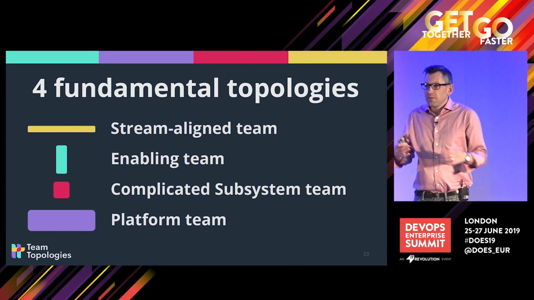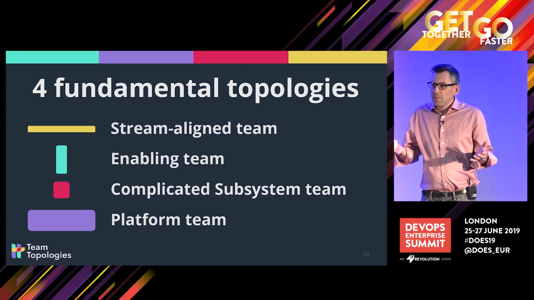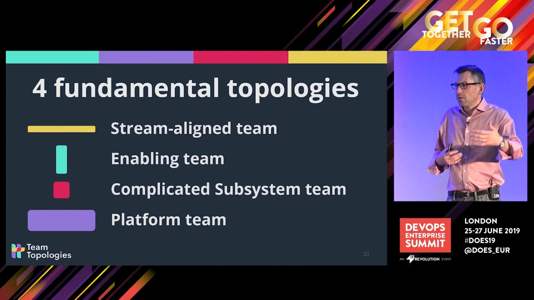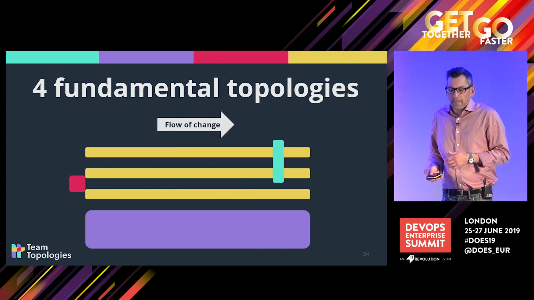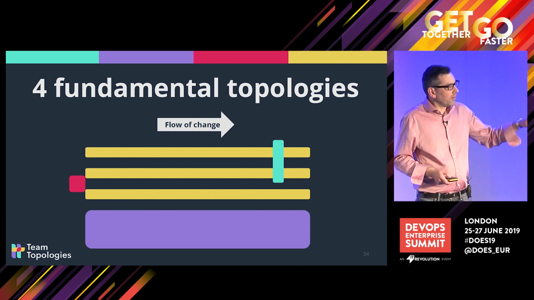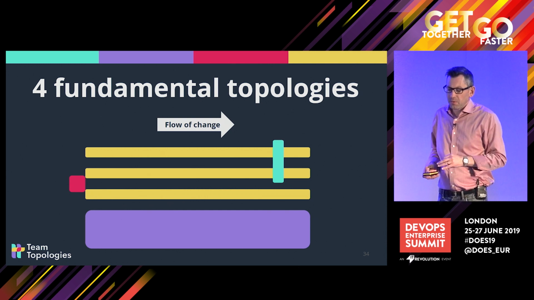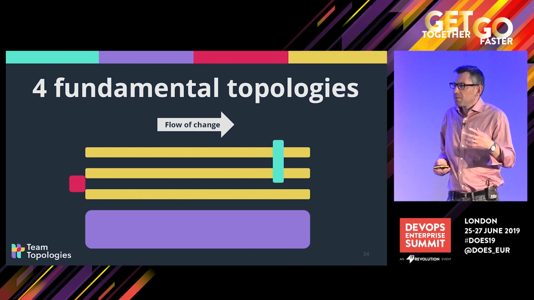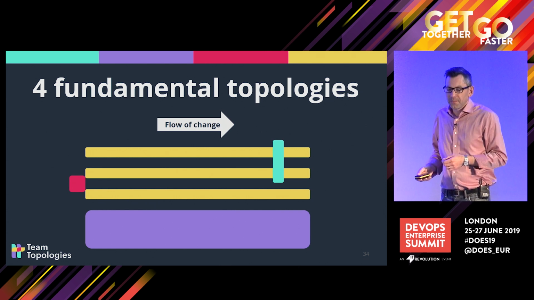Enabling teams help to upskill the stream-aligned teams, typically on a temporary basis, and also detect if there are any gaps in the platform or gaps in what the stream-aligned teams are expected to do. So this is maybe an organization where we've got 3 stream-aligned teams, a platform underneath, a complicated subsystem on the left in red, and towards the right-hand side one of those enabling teams facilitating 2 of the stream-aligned teams. Perhaps they're moving from one container platform to another, so they're just trying to get up to speed.